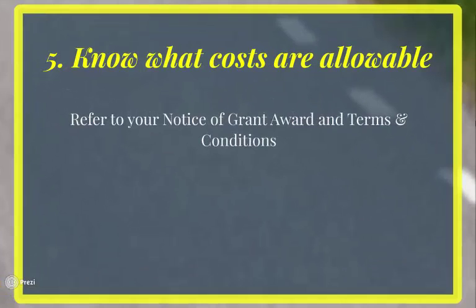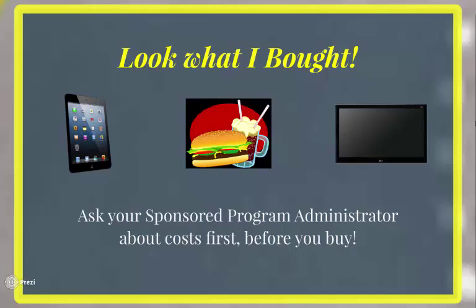It is very important to know what costs are allowable on your grant so that you can spend your funds in accordance with sponsored guidelines. Your Notice of Grant Award Terms and Conditions, the document we saw at the beginning of this presentation, will guide you. If you aren't sure, don't drive off the road. Ask your grant administrator about allowable costs first, before you buy.